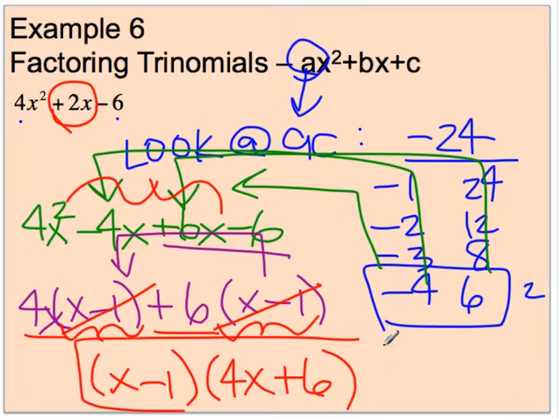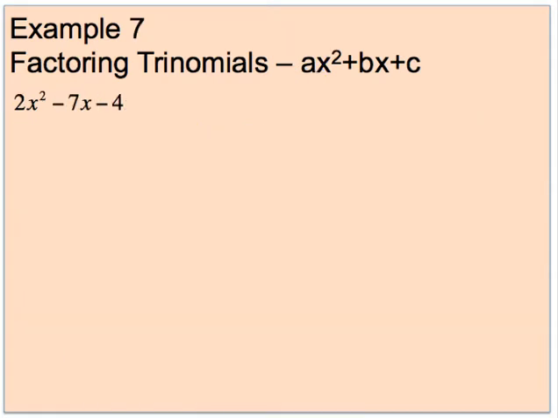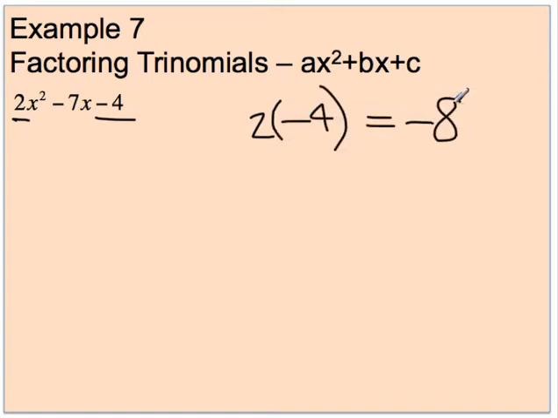And so this is our final answer. Let's take a look at another one of those. We take a times c. So we have 2 times negative 4, which is going to give us negative 8. We look at all the pairs of these and we're trying to add them up to get negative 7.